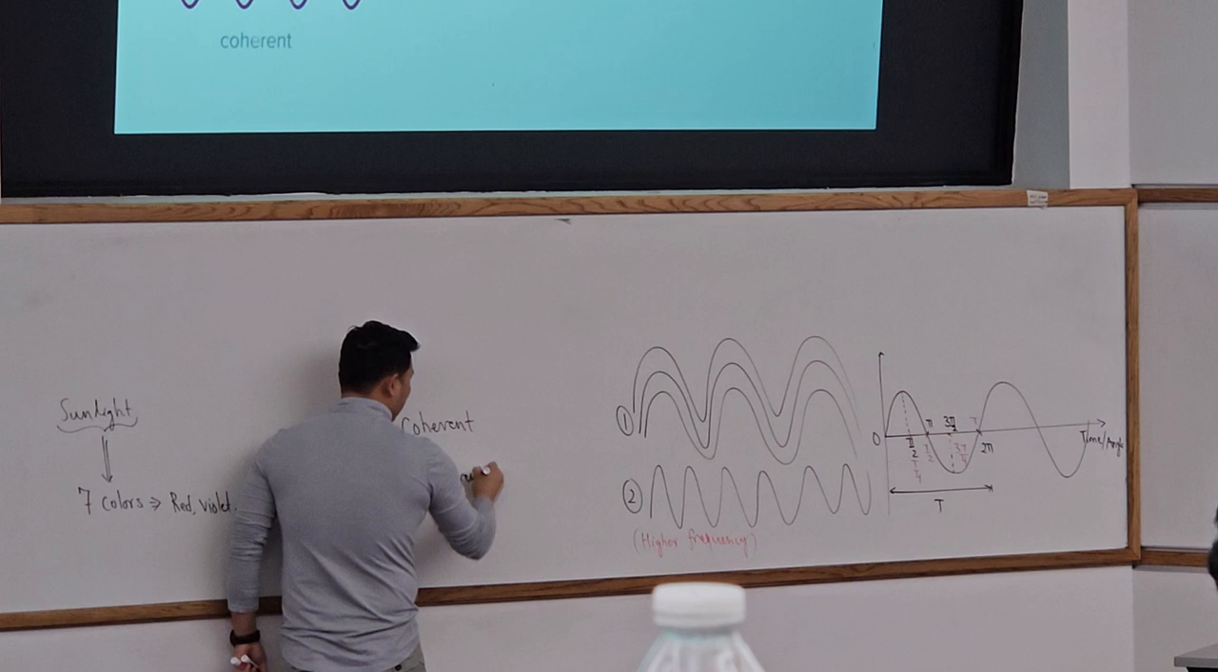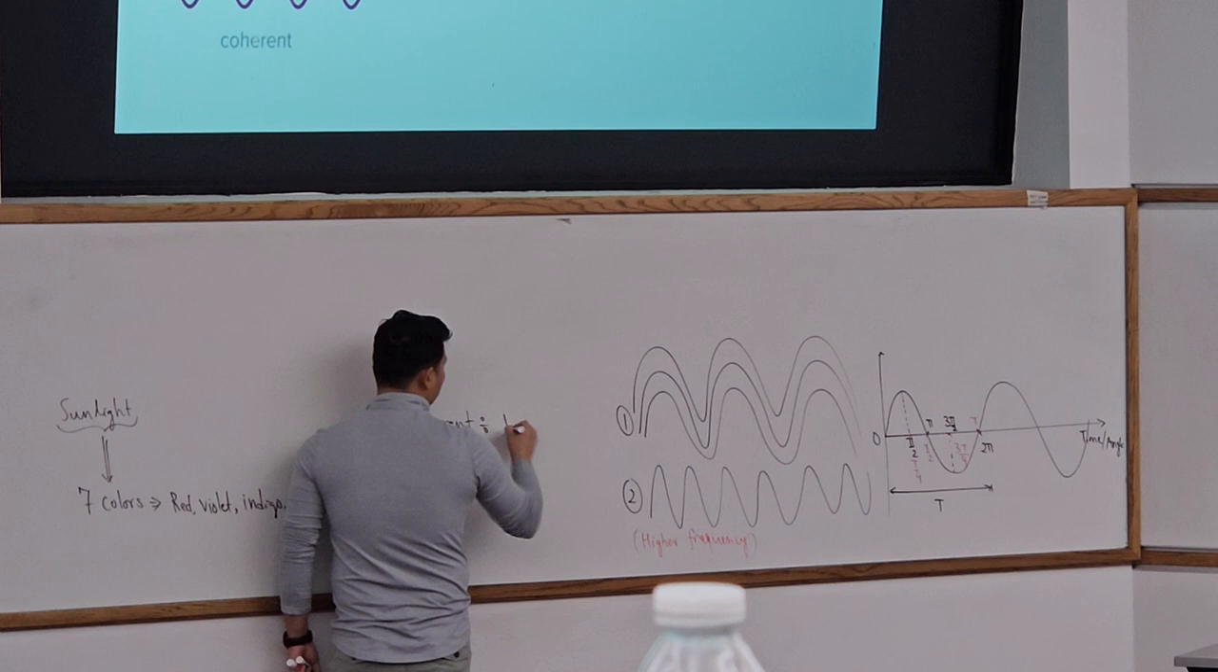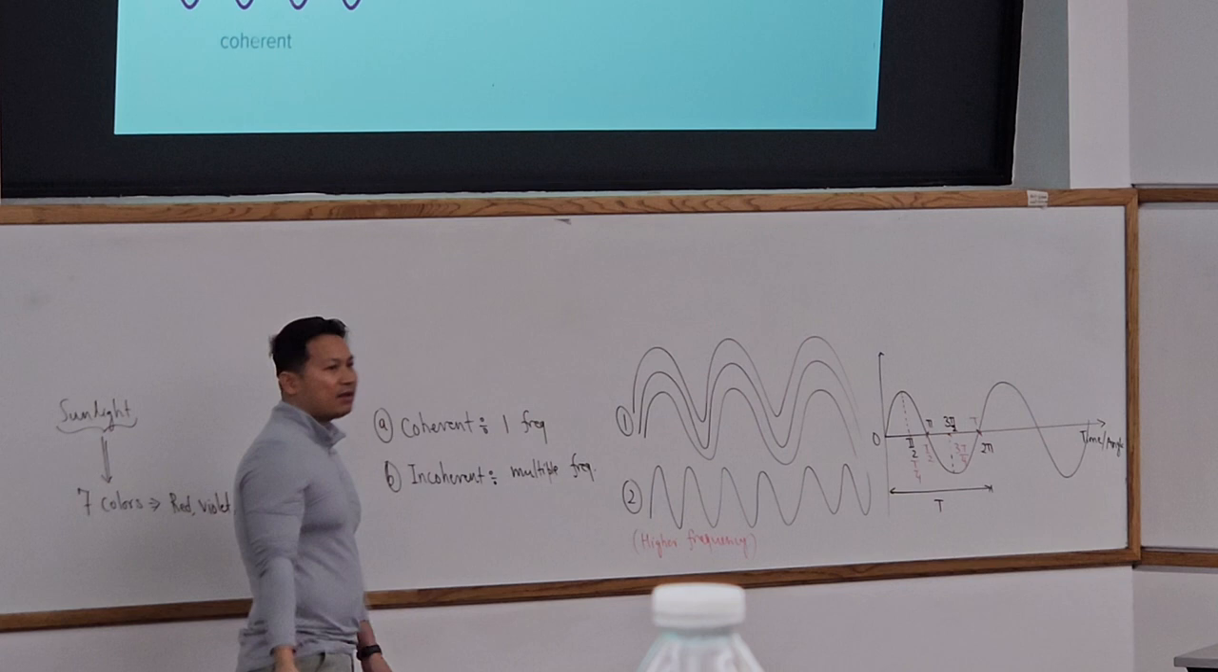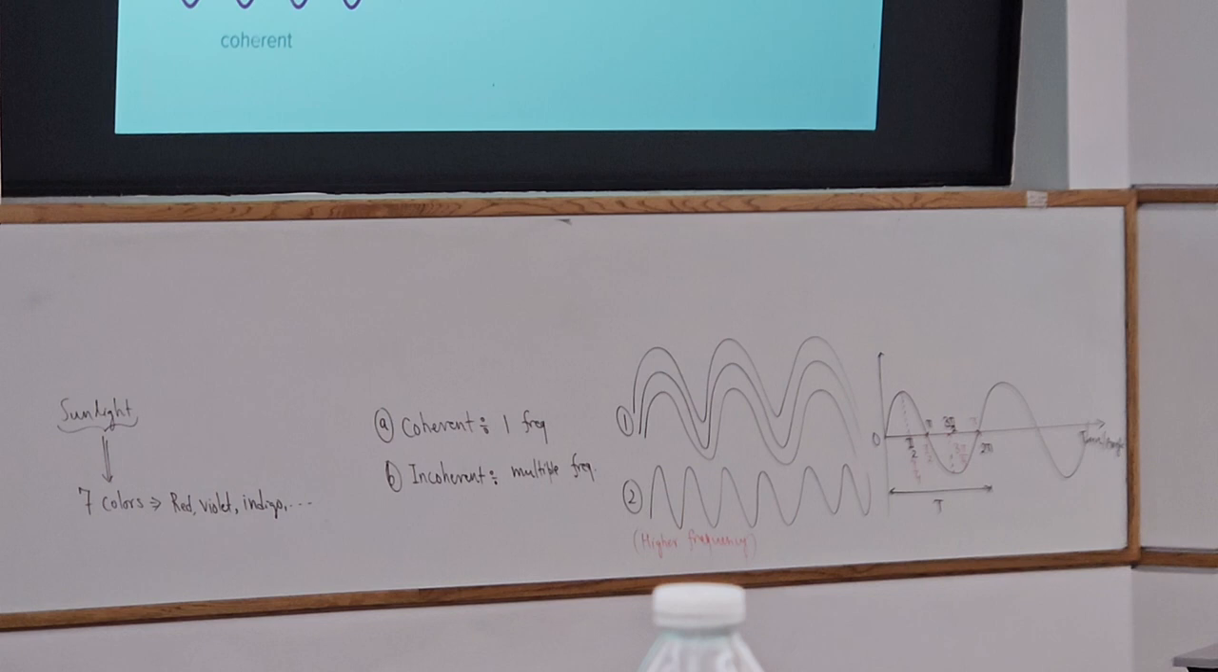The simple definition is that you have one frequency. You have multiple frequencies, and it's a mixture, like a light has a mixture of many colors. Many colors means you have more than one frequency. That kind of light source is called incoherent. So in nature, you will see both coherent and incoherent light sources.